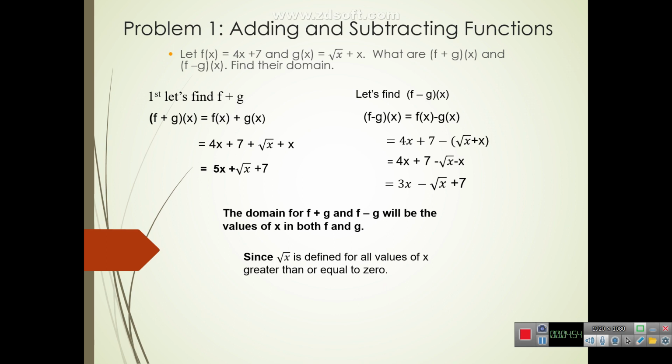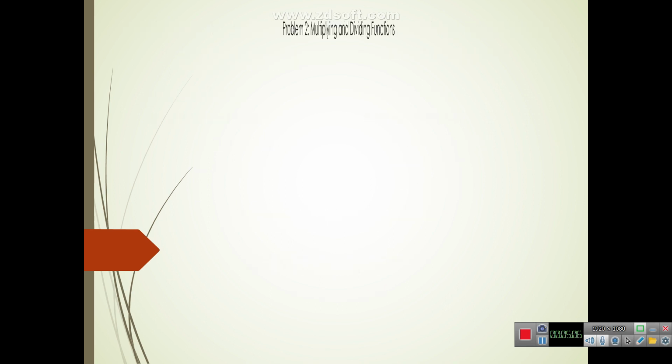Since the square root of x is defined for all values of x greater than or equal to 0, the domain for the two cases, that means for the same, is x greater than or equal to 0. This is problem 1. Let's go to problem 2.